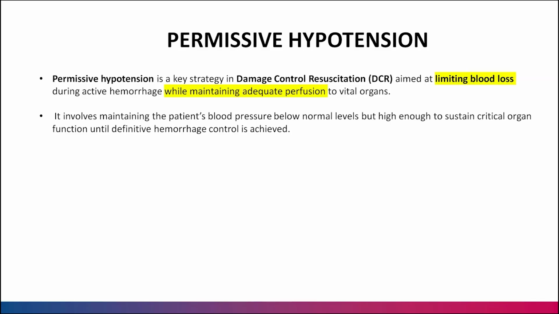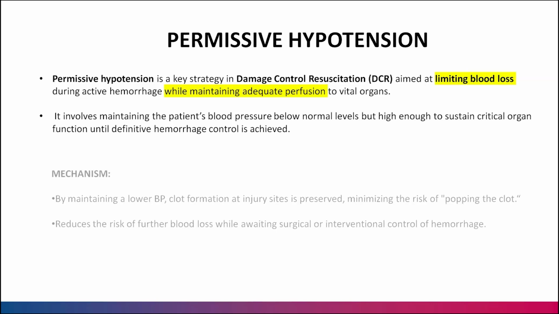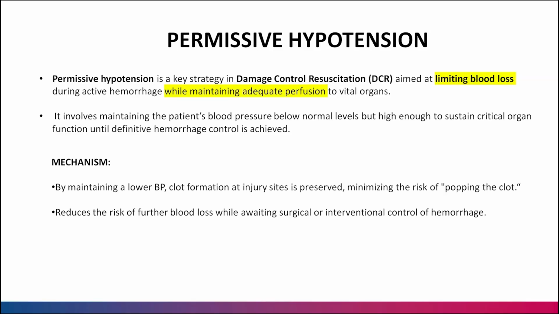Firstly, it is to limit the blood loss. Along with that, they also say that a clot which is formed, if at all there is a fluctuation in blood pressure, which happens in these patients, can cause dislodgement of the clot and further bleeding. So this is the major reason why they think that permissive hypotension is the best way forward in damage control resuscitation in the early phase.